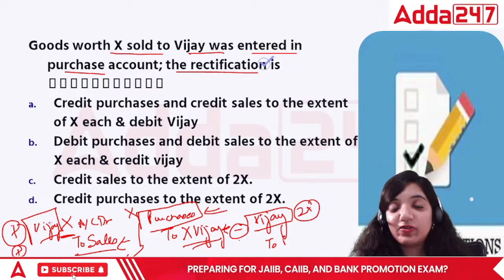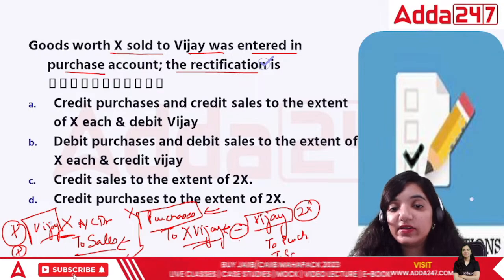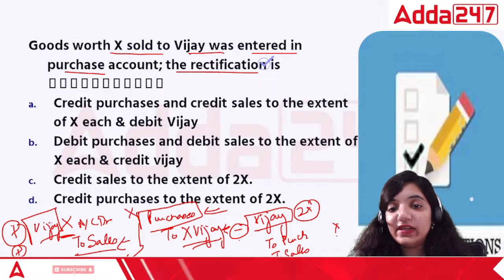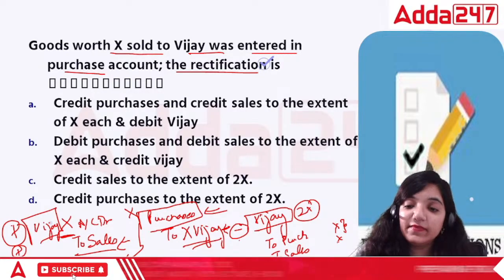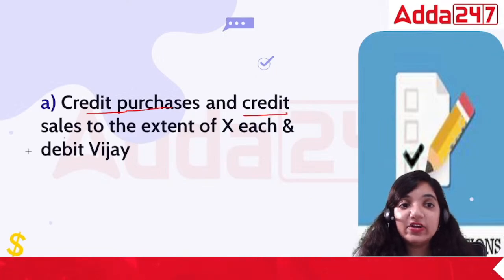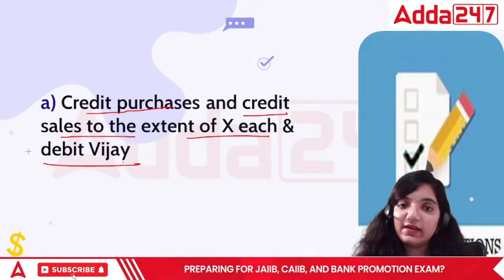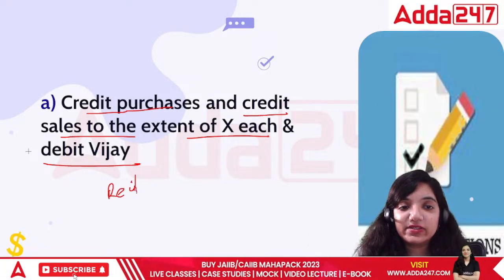So what I am going to do is, purchases will be on the credit side. This is a part of the journal entry, and then this sales will also be on the credit side. So both of these things would be here. Done. Then this is credit purchases and credit sales to the extent of X, and Vijay there. This is a part of rectification of errors.